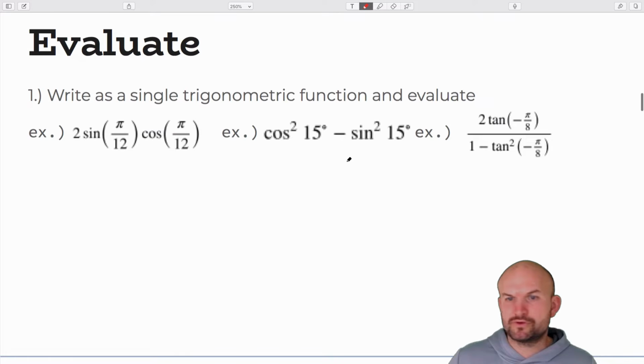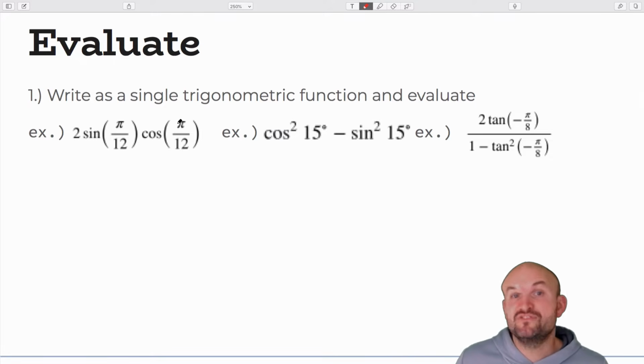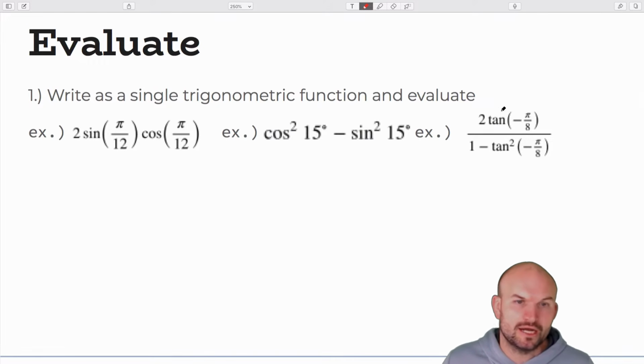So you can see here, I have 3 expressions. And basically what we want to do is write it as a single trig function, right? So we're going to write it as the trig function of a double angle. And then we want to be able to evaluate, because obviously we cannot evaluate pi over 12, 15 degrees, or negative pi over 8, at least based on what we are aware of at this time.